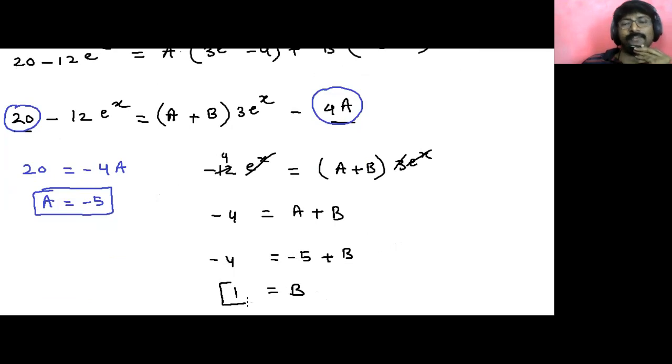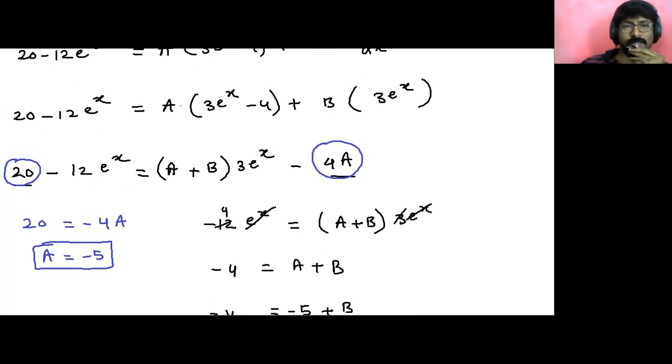Once you get the value of a and b, almost we're done with step number 1. So what is step number 1? The numerator is equal to a, plug the value, into the denominator, plus b into the derivative of the denominator. Isn't it so simple, guys? So what is the numerator over here? The numerator was 20 minus 12 e power x. That can be written as a.